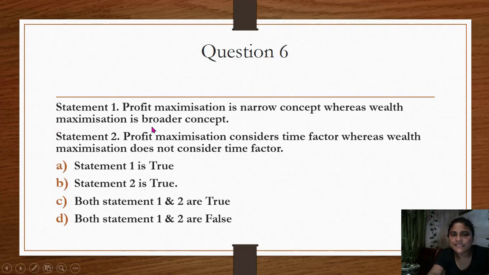Statement 1 is true, whereas statement 2 is false, because profit maximization does not consider the time factor. It is wealth maximization which considers the time factor. So the statement is given in a reverse way in order to confuse you. You need to read very carefully and then answer. So the answer for this question is statement 1 is true.